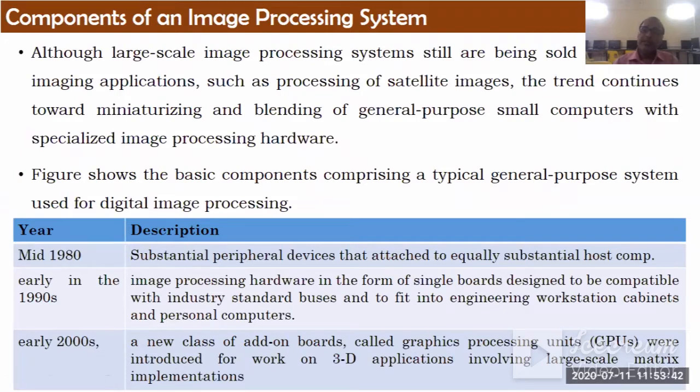Now, based on the evolution of the computer, there are different systems used in a computer processing system. So what are they? In the mid 1980s, some specific peripheral devices were attached to the computer system and the image processing was done. So this is one type of device which was required early in 1980.